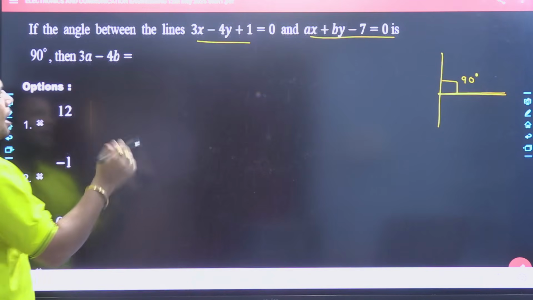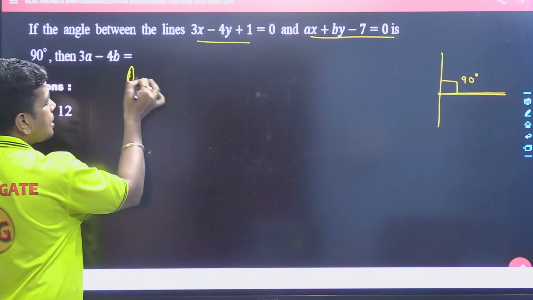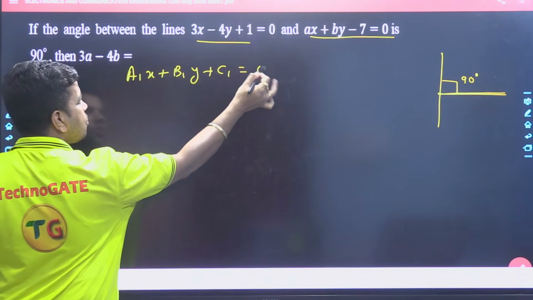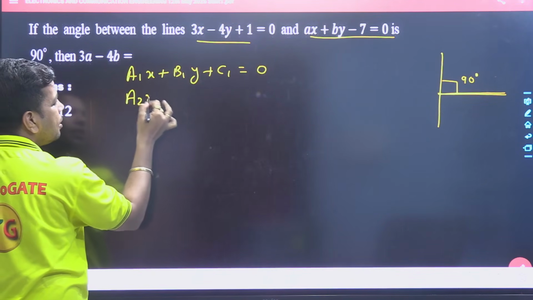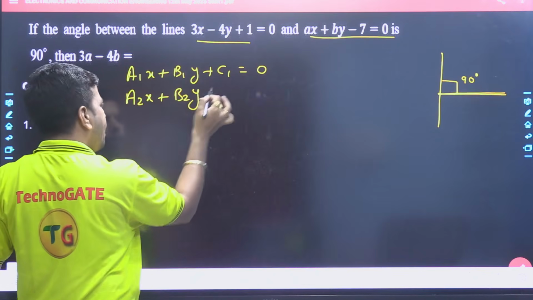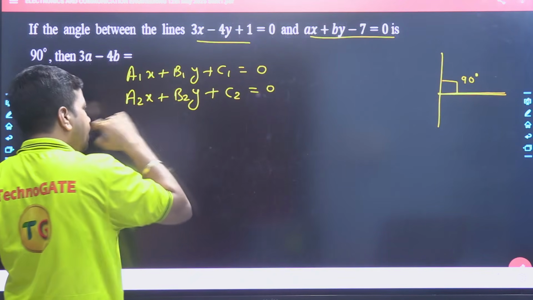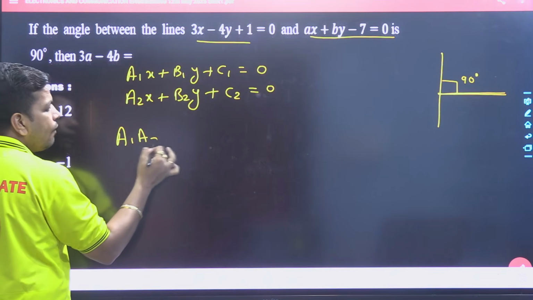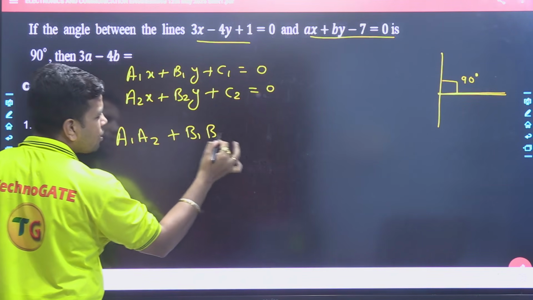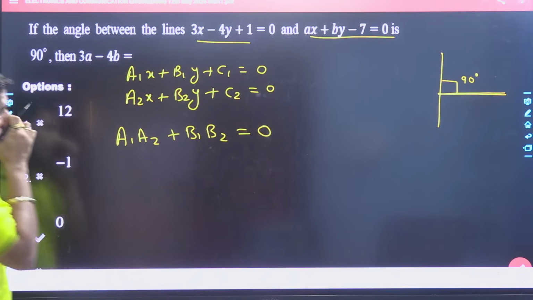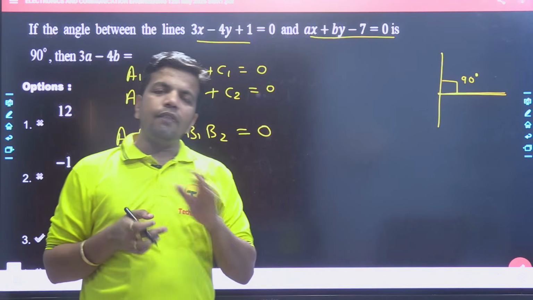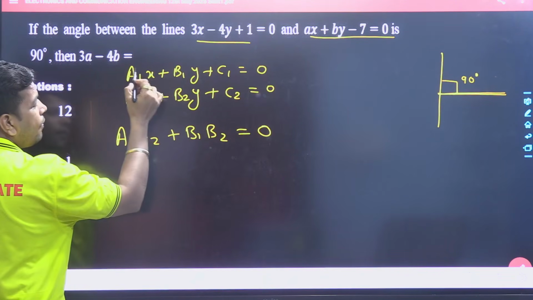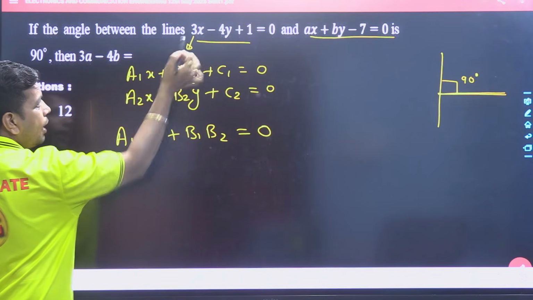If two lines are perpendicular, let's see, the first line is a1x plus b1y plus c1 equals 0, and the second line is a2x plus b2y plus c2 equals 0. So we can say that both lines are perpendicular to each other if a1 a2 plus b1 b2 equals 0. Okay, so if this condition is satisfied, then we can say that both lines are perpendicular to each other.